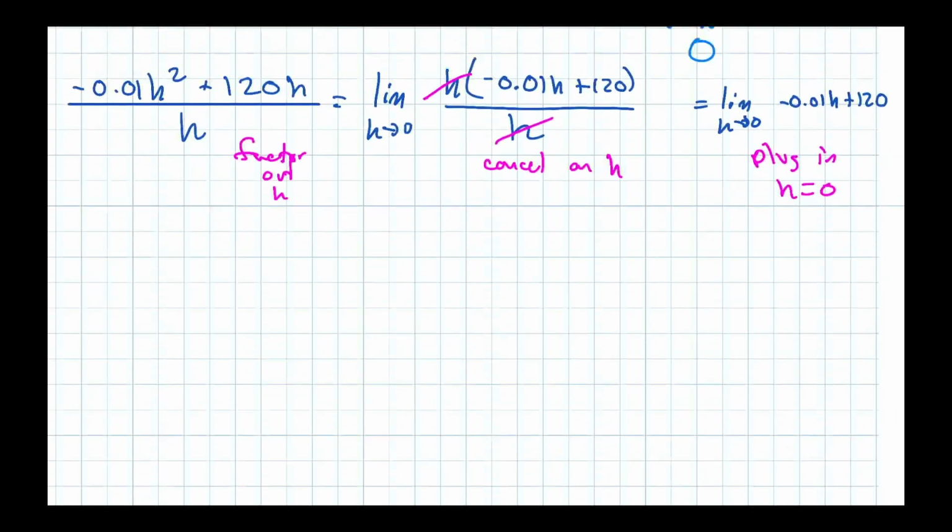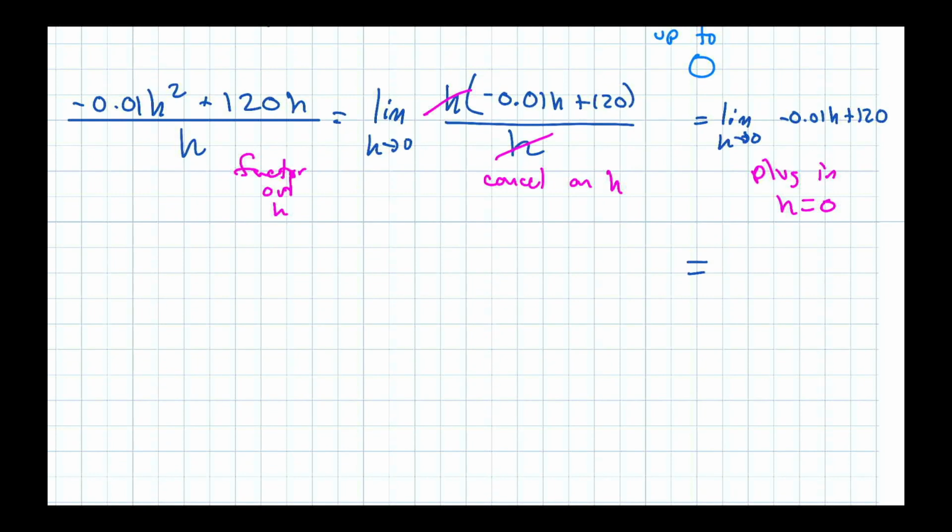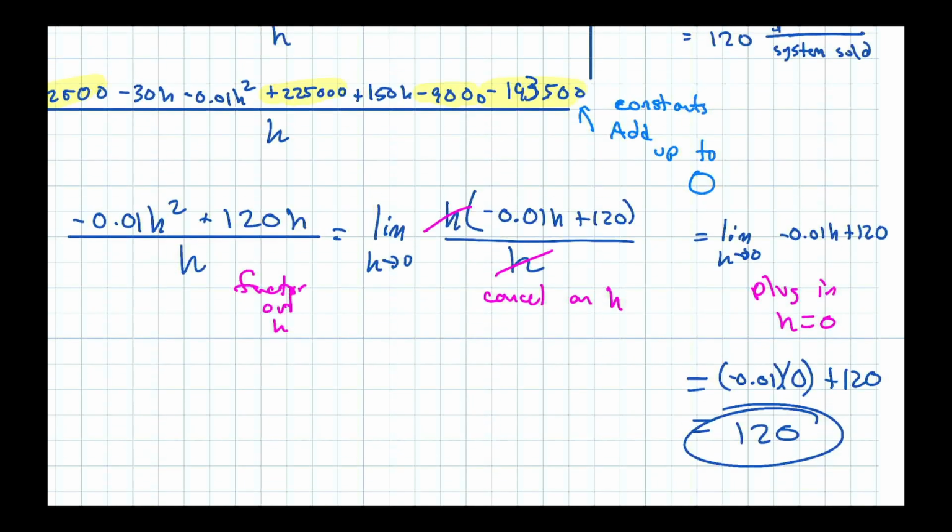And when we do that, what are we going to get? Well, H equals zero is going to go right there. So we're going to have negative 0.01 times zero plus 120, which is 120. Okay. And that's how we get the derivative.